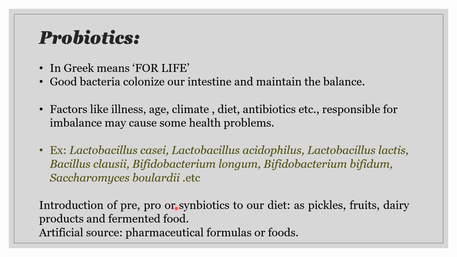Introduction of pre, pro, or synbiotics in our diet can be a simple use of pickles, fruits, dairy products, and fermented foods. Artificial sources are also available, like pharmaceutical formulas or some food items like fermented milk, probiotic milk, probiotic ice creams like Yakult, a very well-known brand.